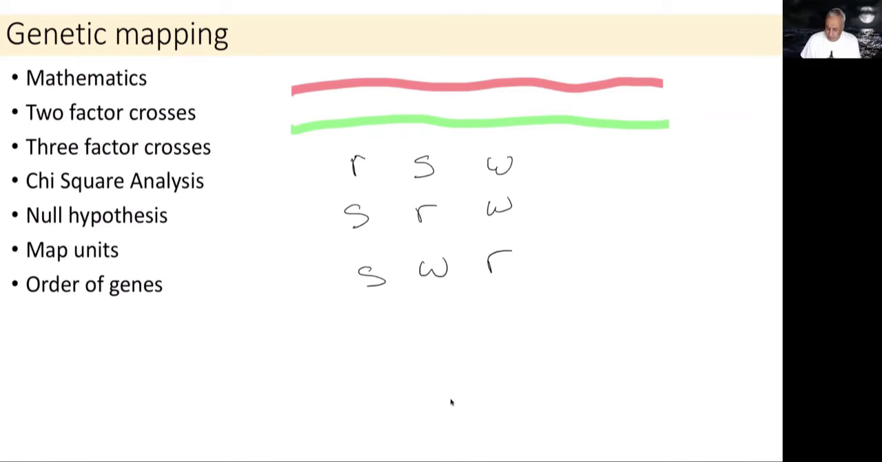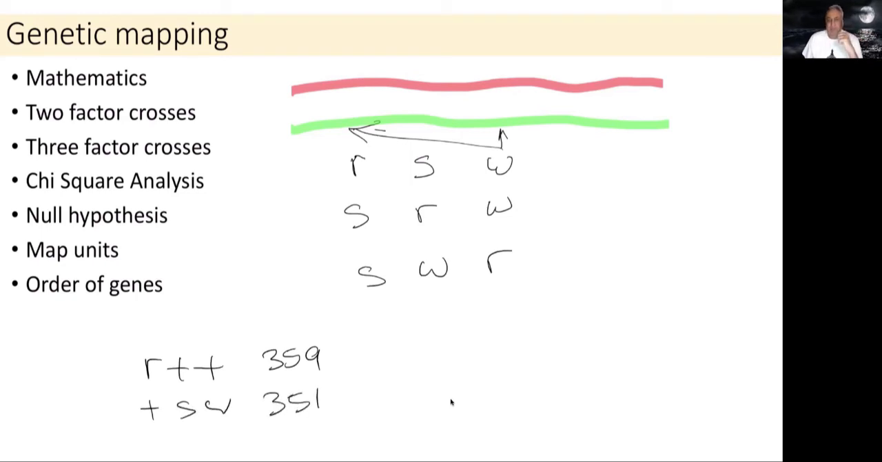So those are the 3 orders. In this case, W could be on this side or on that side. It doesn't matter. All we want to know is relatively what's in the middle. So those are the 3 possibilities, and the data will help us determine this. Remember what we told you earlier: the largest class was R++ at 359, and then the reciprocal of that was +SW at 351. Those were the most common types of progeny. So this tells us that the chromosomes must have had that orientation.